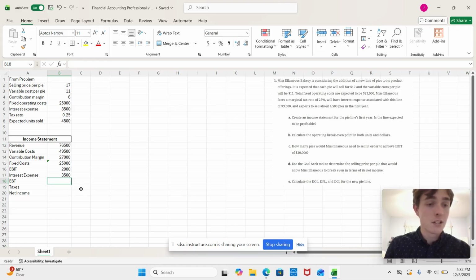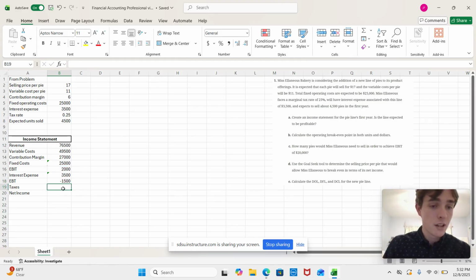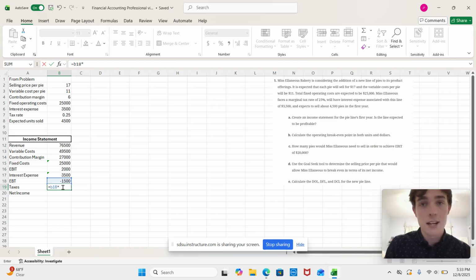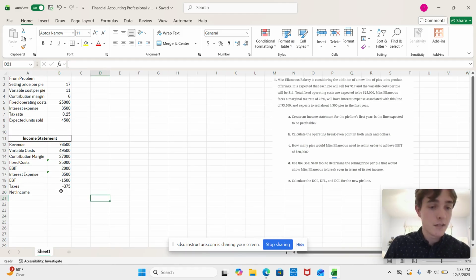And then now we're going to get to the earnings before taxes. So for this one, we're going to do equals B16 minus B17 because we are subtracting the interest expense from the earnings before interest and taxes and finding the earnings before taxes by itself. So now we are getting to taxes, and that one is going to be equals the EBT, so B18 times B7. We're going to multiply by B7 because that is the tax rate. And right there we get negative 375.